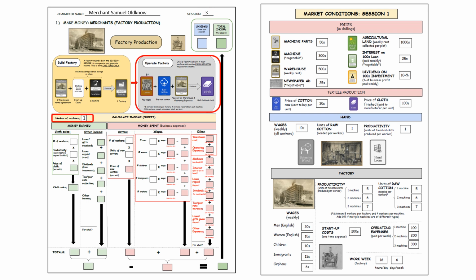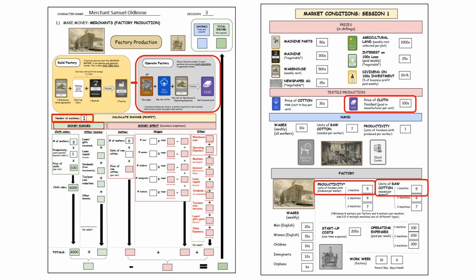The first thing the merchant has to do is say how many machines they have. They need at least 1 machine, but they can have more than 1 machine in a factory. And the more machines they have, the higher the productivity, but also the higher expenses in cotton and operating expenses. Then again, they put in the number of workers they have, the productivity, which is 5 for factories instead of 1 for hand production. The price of cloth is the same, 100 shillings. So he's making 4,000 shillings in cloth sales, which is quite a lot.